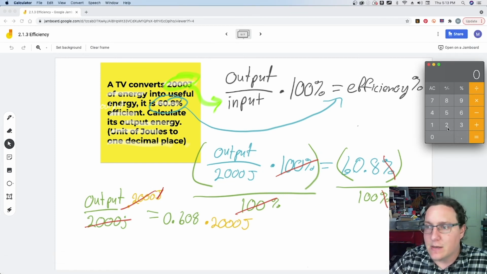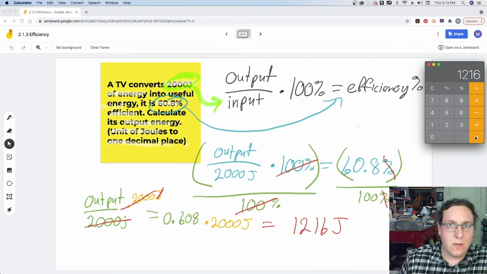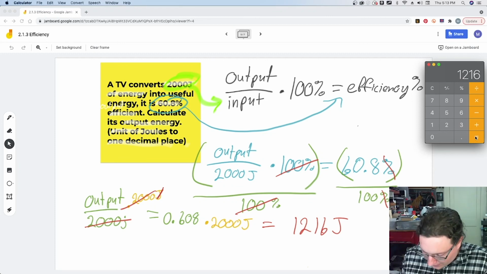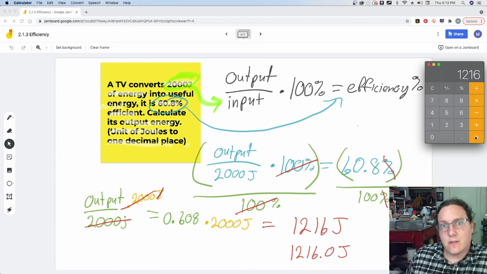And we can take the 2,000 times 0.608, and that leaves us with an output of 1,216 joules. You'll notice no decimal points in there. This is a pretty clean calculation, but even if we had the decimal point in there, we'd basically be saying it was 1,216.0 joules for our official answer.